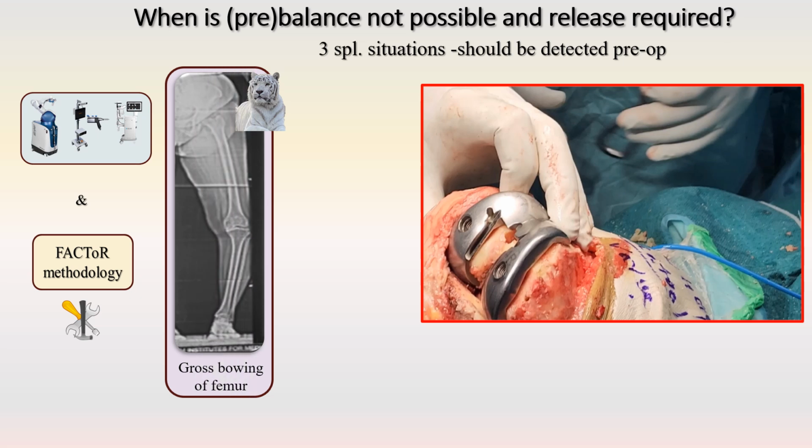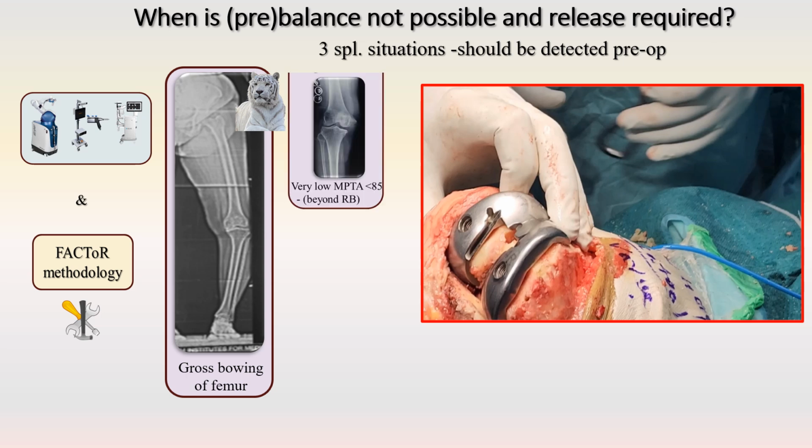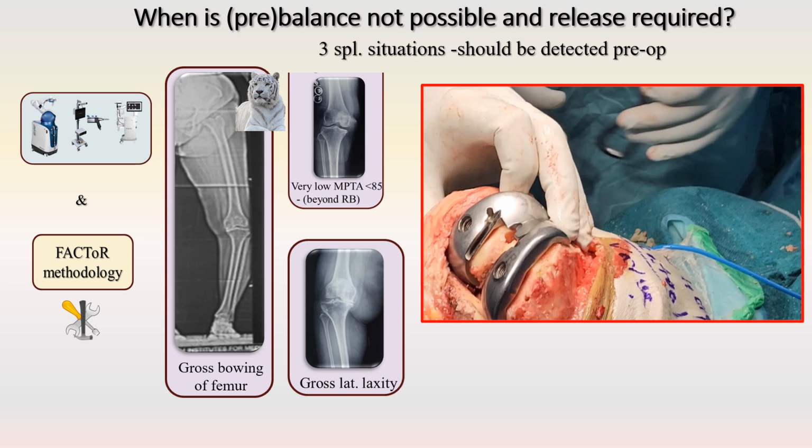When you have gross bowing of the femur, it's important that you do some releases. Otherwise, you'll find that your hip knee ankle axis is very extreme. Second thing is when you have a very low MPTA, when the MPTA is 84 or lower, then we find that if you are trying to go as per native anatomy, you will get a very oblique joint line, and this will be outside our restricted boundary and not a good idea. The third situation is when you see gross lateral laxity.